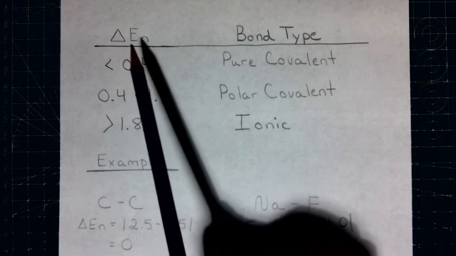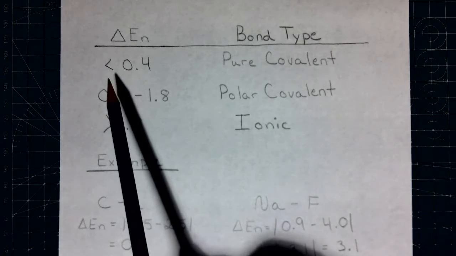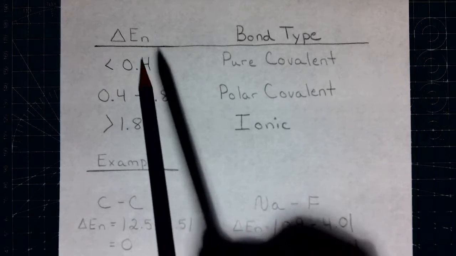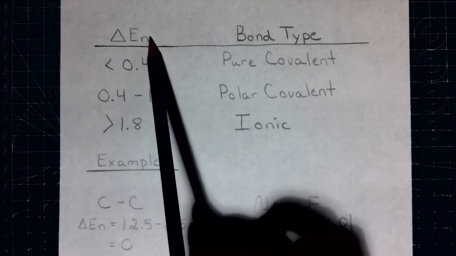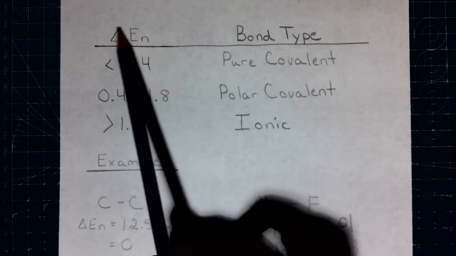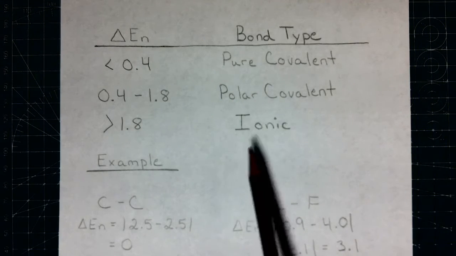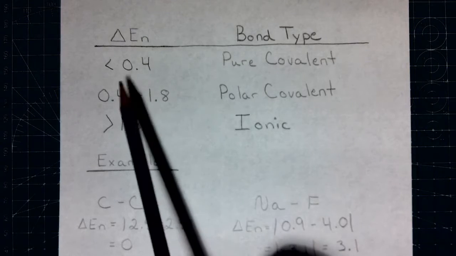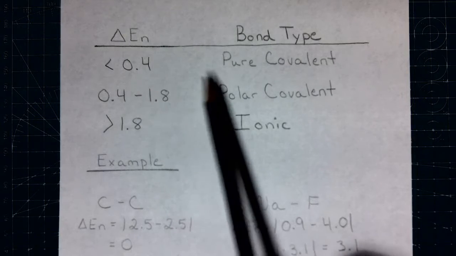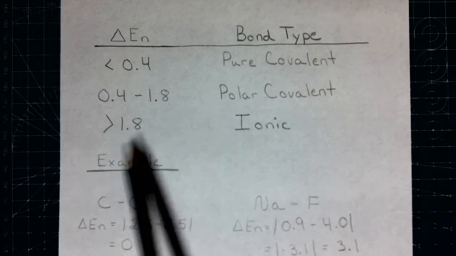So once we calculate the change in electronegativity, the difference between them, we're going to have some little bins that we're going to put them into. So this kind of does indicate that bonding occurs on a spectrum, right? We can have all kinds of different kinds of bonds, but we love to put things in little bins as human beings, and so that's what we're going to do. So if we see that the difference is less than 0.4, we're going to call that a pure covalent bond.